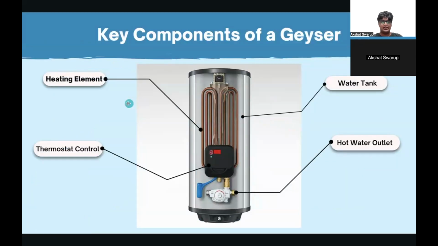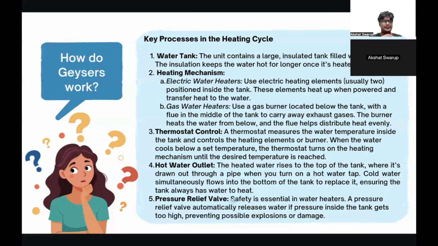So these are the key components, which consist of a heating element which is responsible for the heat transfer process, and the water tank, which is responsible for storing, thermostat control, which is responsible for cutting off the power supply when the water reaches a certain temperature, and the hot water outlet, obviously. So these are the key processes in the heating cycle, which include the water tank, which stores the cold fluid and keeps the hot fluid when it is heated by the heating mechanism, which consists of the electric water heaters and the gas water heaters, which is in turn controlled by the thermostat, which cuts off the power supply when the water reaches a certain level.